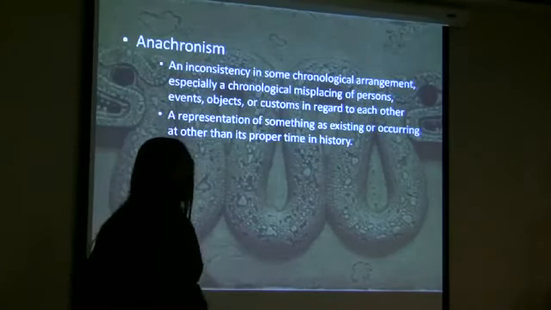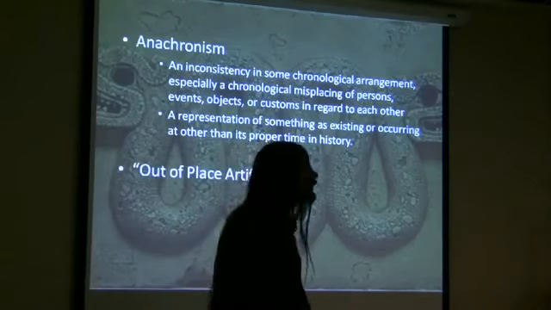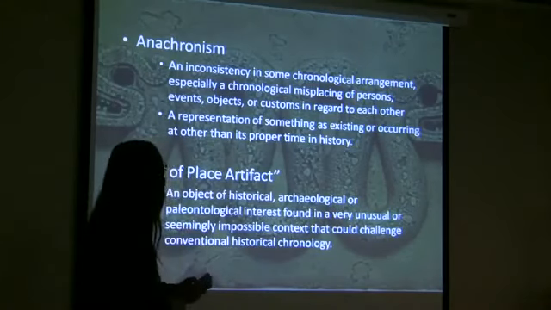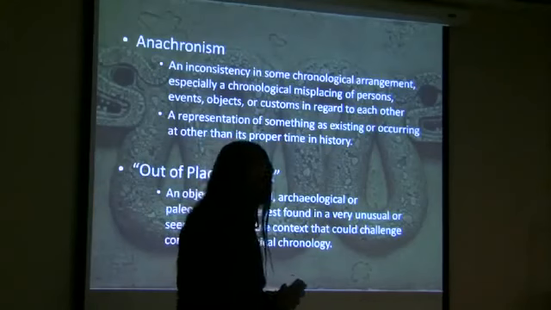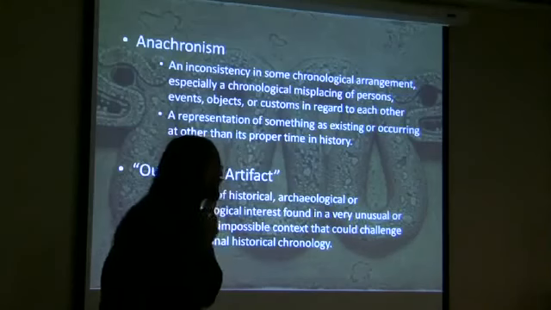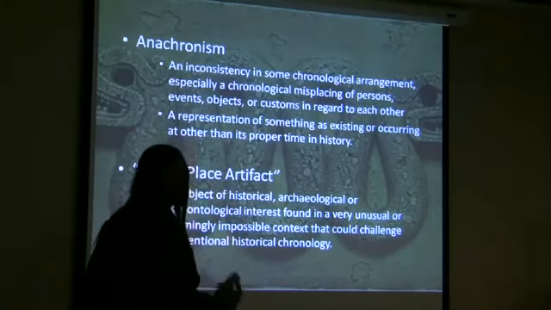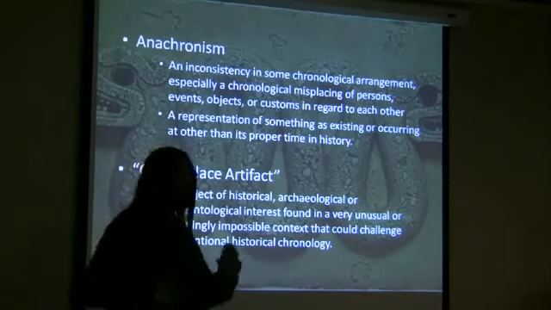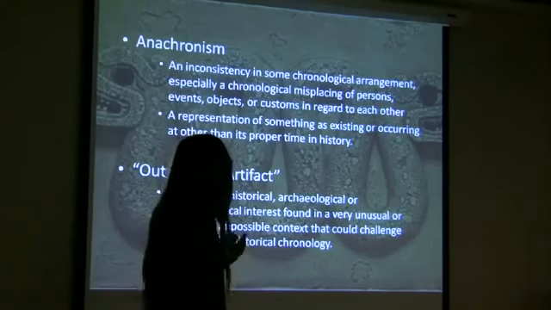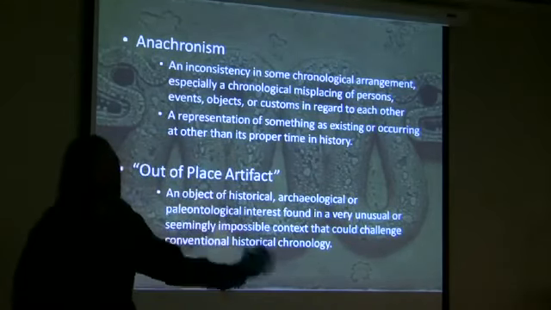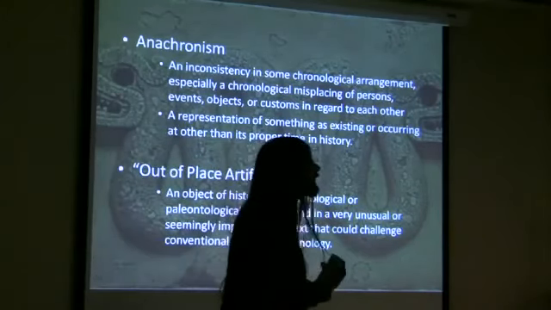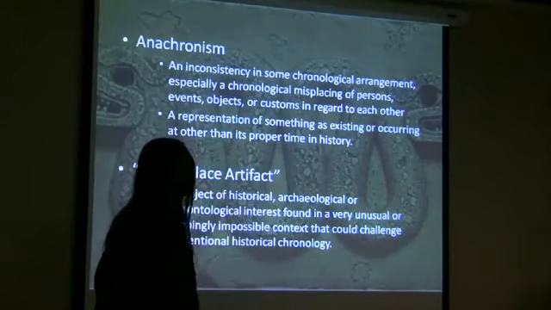And another important term to look at when we start talking about the history of humanity is something that's referred to as an out-of-place artifact. An out-of-place artifact is an object of historical, archaeological, or paleontological interest found in a very unusual or seemingly impossible context that challenges the conventional historic chronology. So an out-of-place artifact is something that's discovered that doesn't fit our accepted timeline of humanity. Okay, so basically for the rest of this lecture, all we're going to do is look at anachronisms and out-of-place artifacts in an attempt to challenge the conventionally accepted model of the history of our civilization.